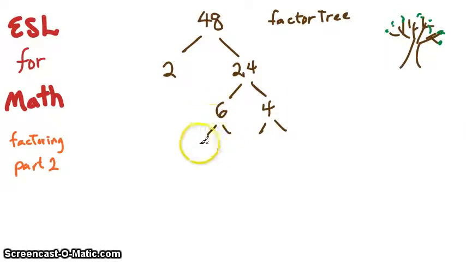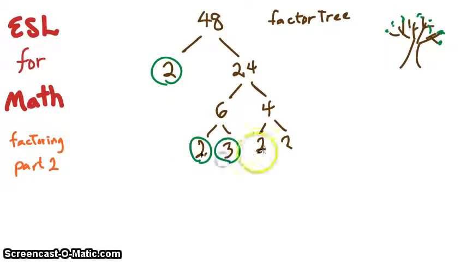Okay, so 6 is the same as 2 times 3. 4 is the same as 2 times 2. And now at this point we have all prime numbers at the bottom of our tree. Notice this tree is upside down. We have 2, 2, 3, 2, and 2.